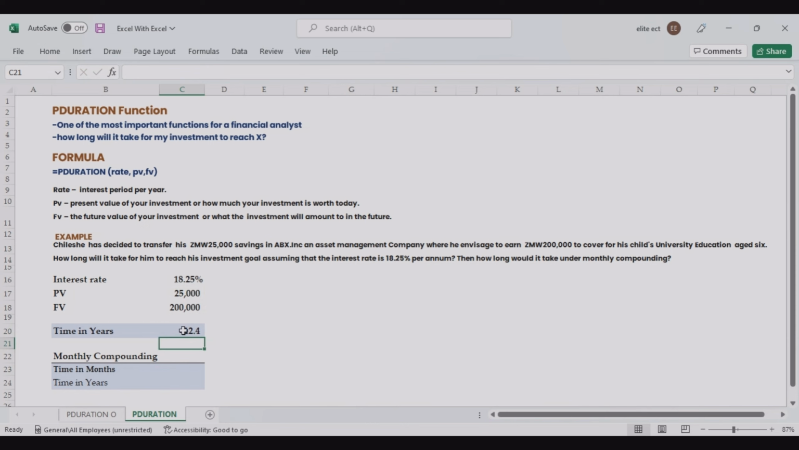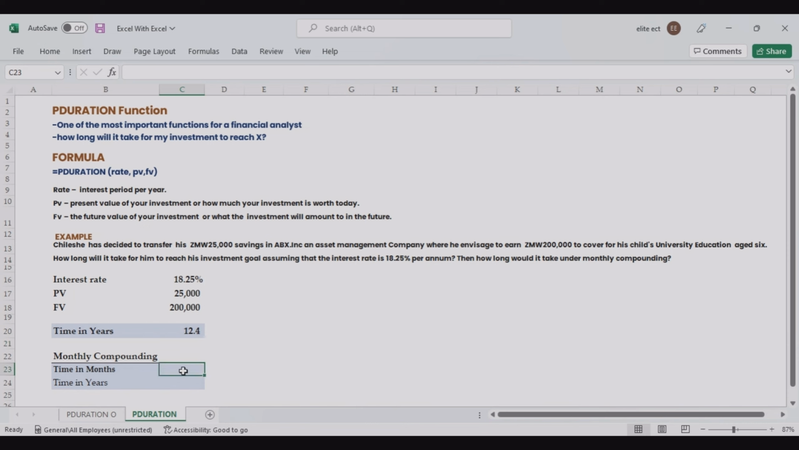12 years and about 5 months. This is how long it will take. Meaning the child is age 6, so at the end of our investment horizon, the child would be around 18 years. That will be an ideal period for the child to start university life, assuming that the child started grade 1 at the age of 5.